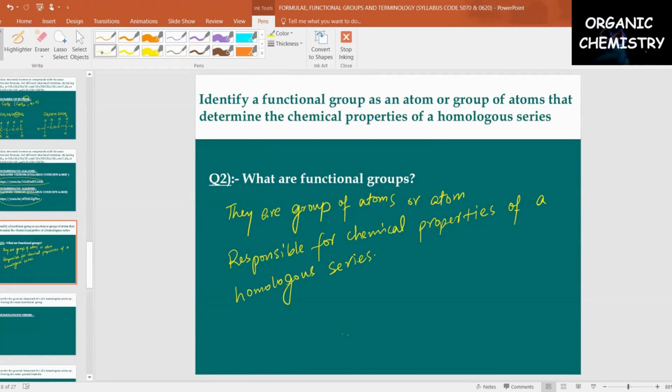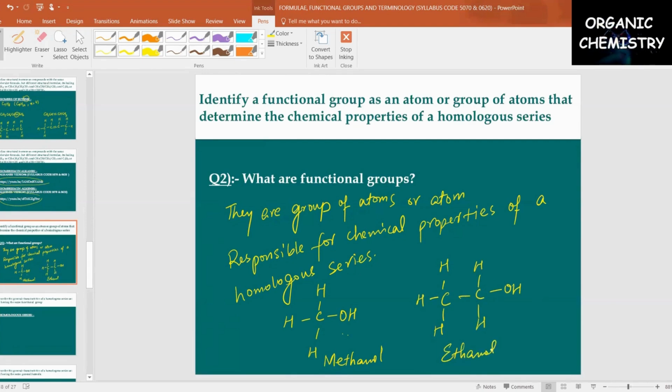I'm giving you some examples. For example, in alcohols, we have one OH. This is the first member of alcohol, methanol. Second member, ethanol. There are 2 carbon atoms in ethanol. If you see, the common thing in both of these is that they both contain the same group of atoms, which is OH. These are functional groups.